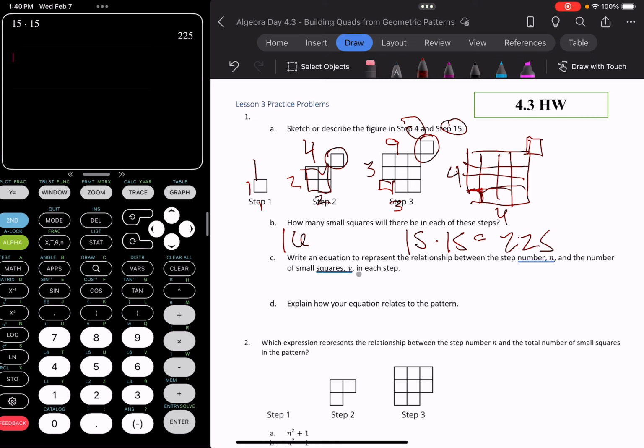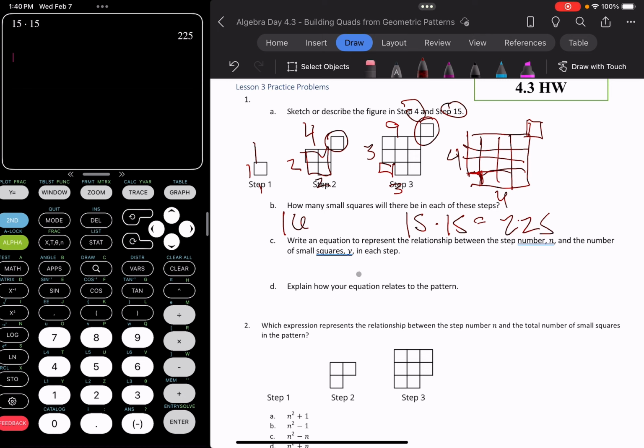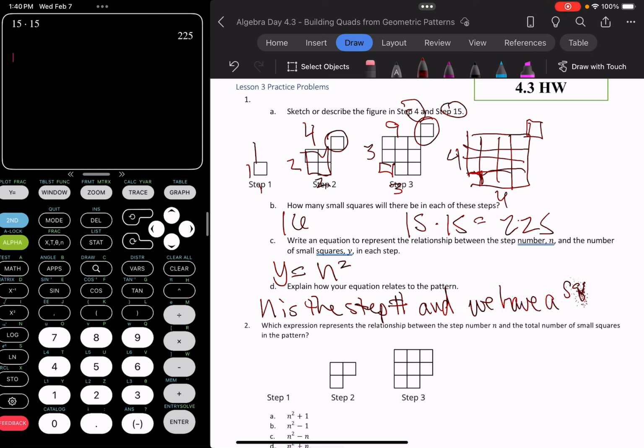Write an equation to represent the relationship between the step number n and the number of small squares y. So y equals n squared. Explain how your equation relates to the pattern. So n is the step number, and we have a square of side n, right? So each side length is n based on the step number.